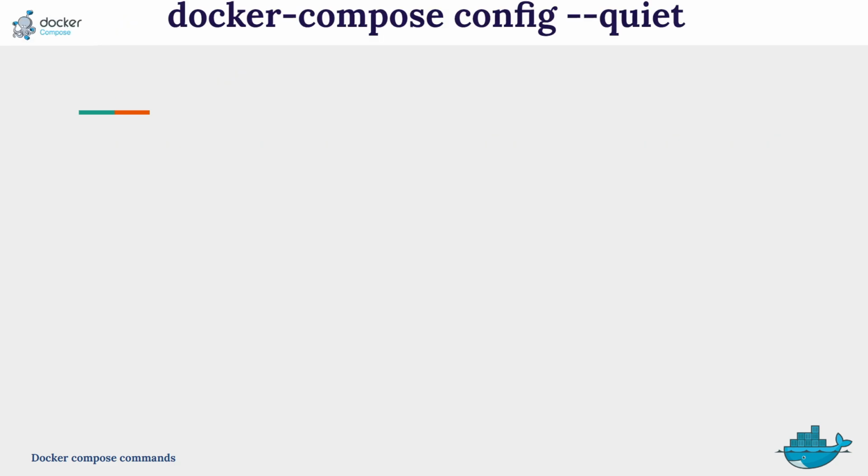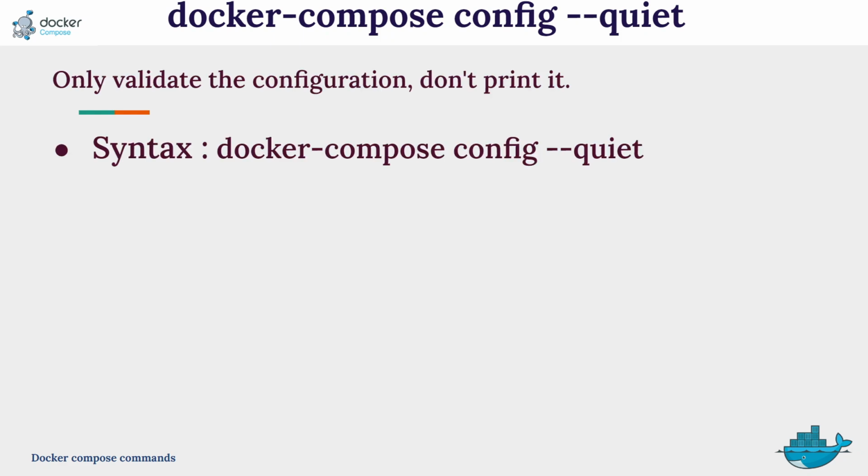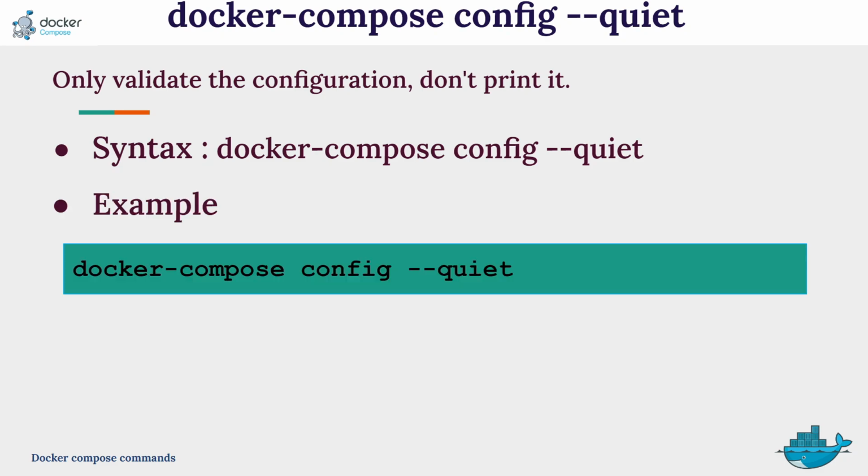Next command is docker compose config --quiet, which only validates the configuration and doesn't print it. Let's see the syntax. The usage of the docker compose config --quiet command starts with the docker compose config --quiet keyword, and silently validates the configuration.